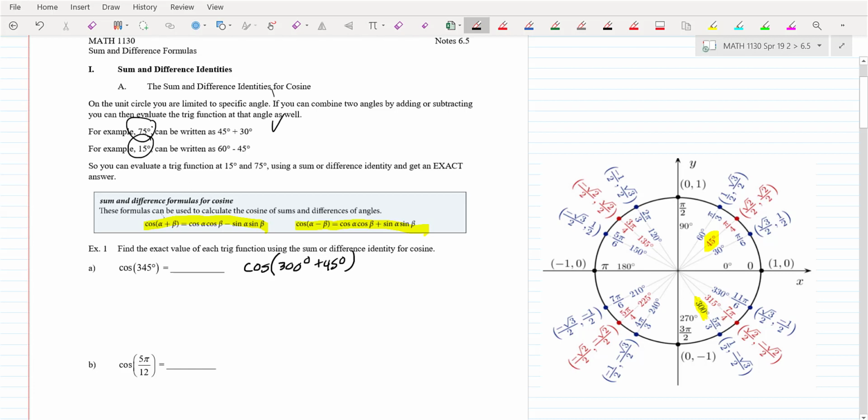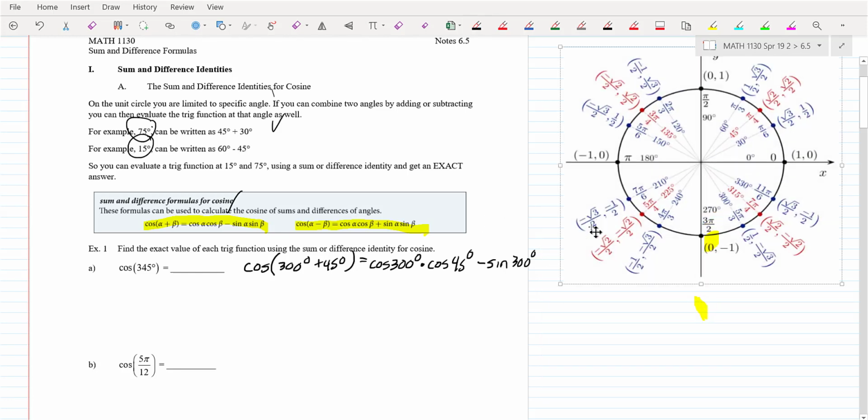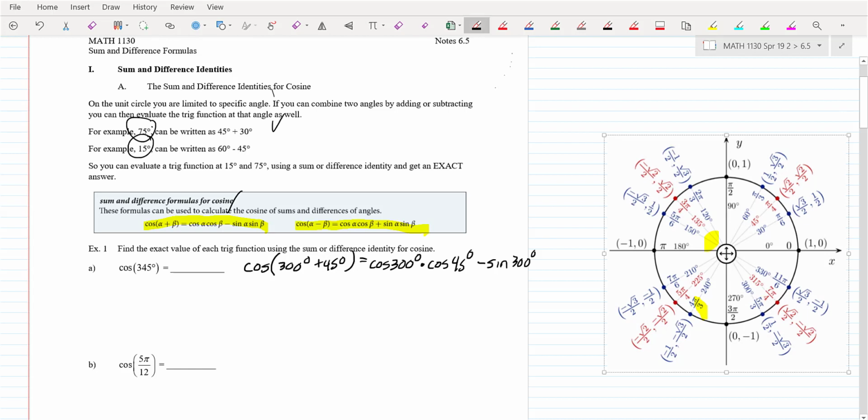So it goes like this. The cosine sum identity: you do the cosine of first, cosine of second, sine of first, sine of second. Then you have a different sign. So follow the identity. You basically go cosine 300 degrees times cosine of 45 degrees, and then you do a minus, and then you go sine 300 degrees times sine 45 degrees like this. Let me get this unit circle out of the way here. And then we use the unit circle to get this put together. These problems are actually pretty easy to learn how to do.